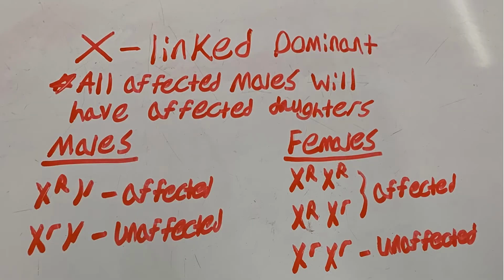Now, with X-linked dominant, all affected males will have affected daughters. And as you can see here, males have 2 genotypes and 2 phenotypes, while females have 3 genotypes and 2 phenotypes. So if you're a male and you have the dominant allele, you will be affected. If you're a female, if you're heterozygous or you're homozygous with a dominant allele, you will be affected.